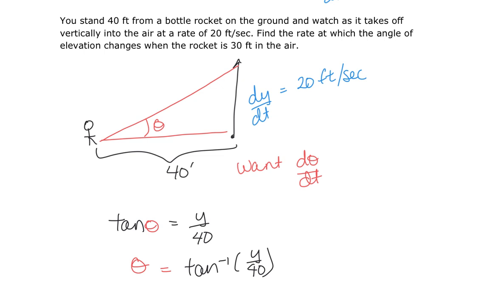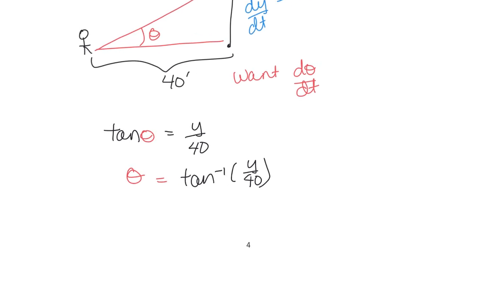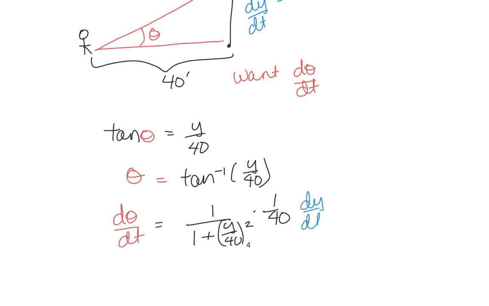Now the reason I gave you this one is because this is really similar to, if not exactly like, the ones that we did when we were looking at the angle of elevation in 3.8, when we did inverse trig functions. Yeah, I think it was 3.8. So now I'm ready to do the derivative. d theta/dt is equal to 1 over 1 plus (y over 40) quantity squared, and then I have to do the derivative of y, which is going to be 1 over 40. But don't forget I have dy/dt.